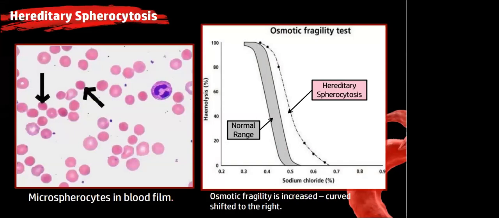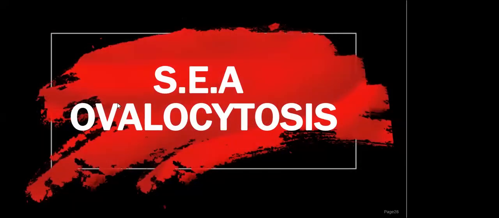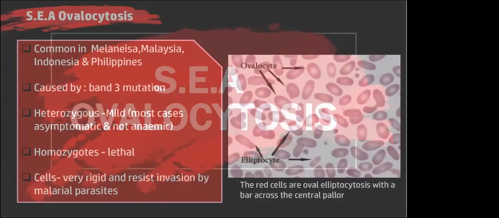So this is the osmotic fragility test to confirm the diagnosis of hereditary spherocytosis. The curve is shifted to the right, indicating that the red cell is lysed even at lower concentration of sodium chloride. So the blood film I told you just now shows the presence of microspherocytes. They are the rounded red cells, kind of smaller red cells. And also a little bit on the ovalocytosis.